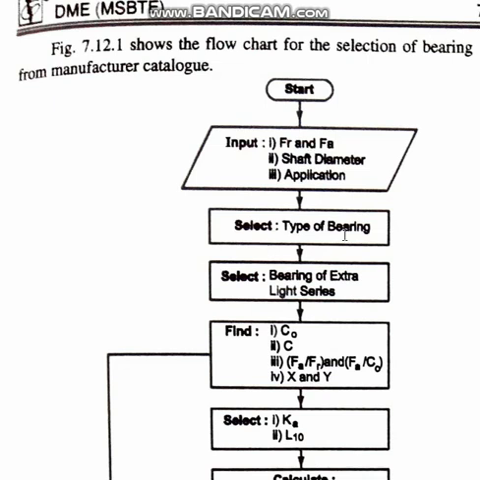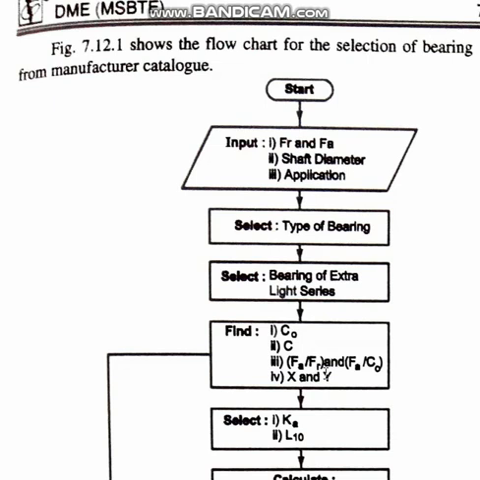Then you are selecting from the catalog the type of the bearing. Then select bearing of extra light series. Okay, here itself you are selecting bearing. Then you have to find out C0, C.